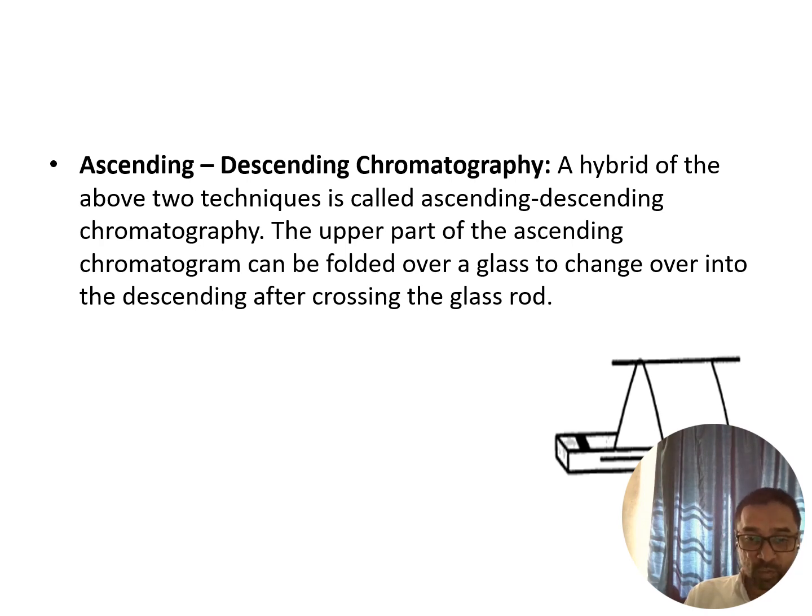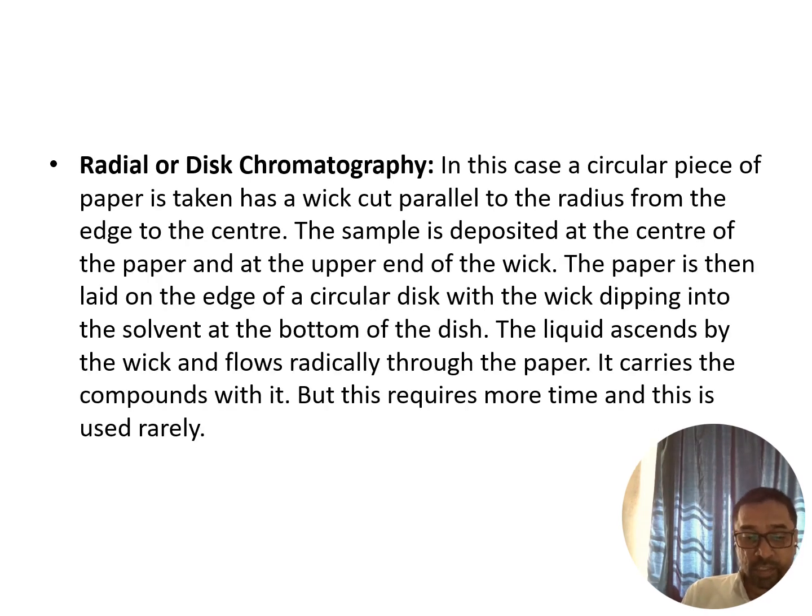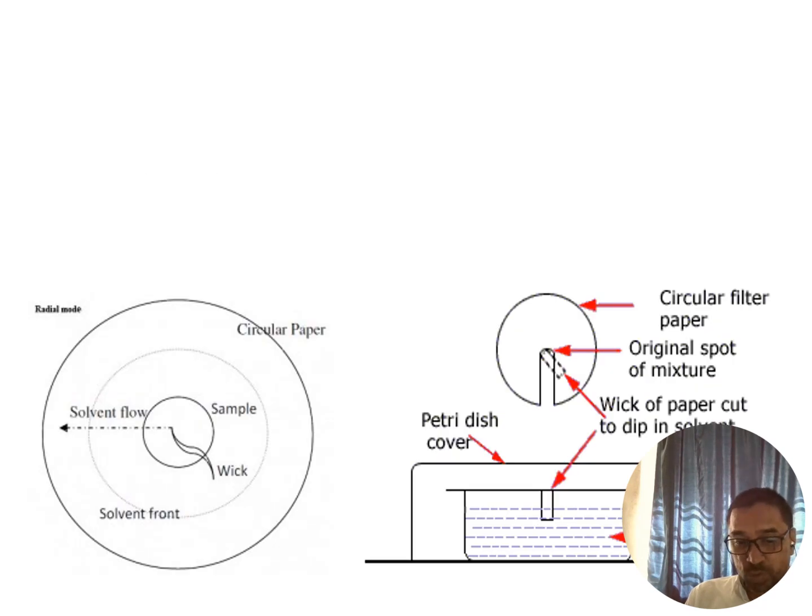This is a hybrid technique that is called ascending descending. The next technique is radial or disc chromatography, in which we use a radial shaped paper and cut the paper from one side. A wick made of cotton material, like a diya which we use for lighting a lamp, is placed at the bottom of the paper, and one end of the wick is dipped into the solvent used for the separation of the components. Through this wick the solvent will spread around the paper and carry out the separation.